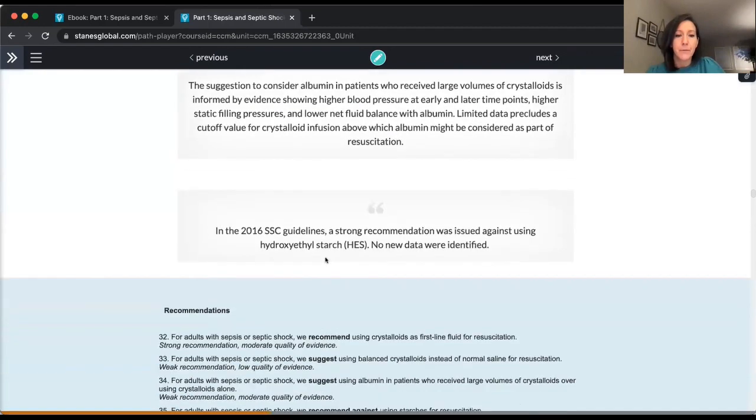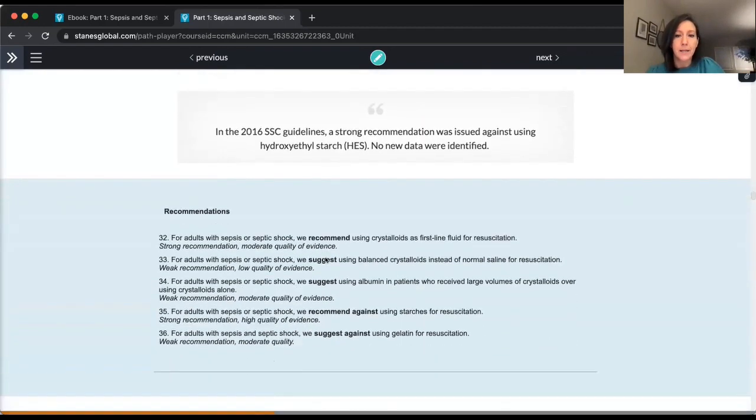So kind of a big change with the guidelines. So now we'll read the guidelines themselves. So everything in these blue boxes, the recommendations are pulled exactly from the article. So for adults with sepsis or septic shock, we recommend using crystalloids as first line for resuscitation. We suggest using balanced salt solutions.